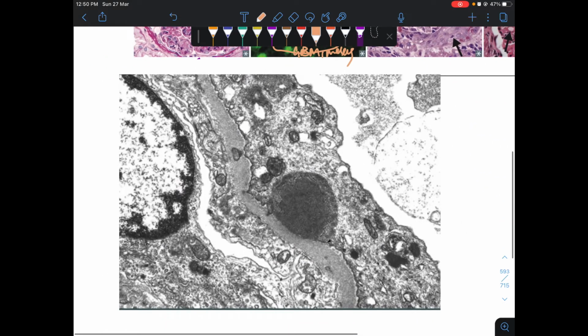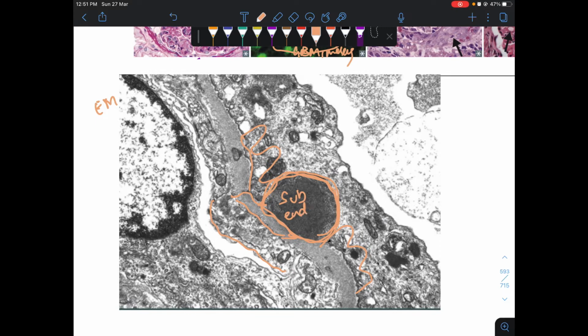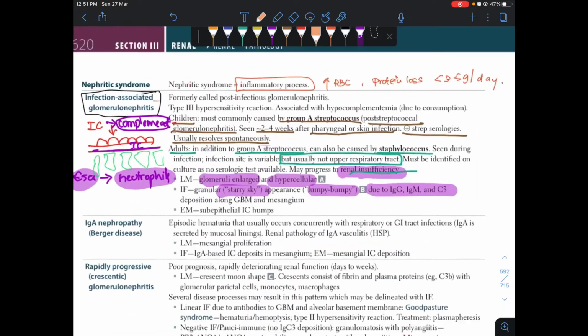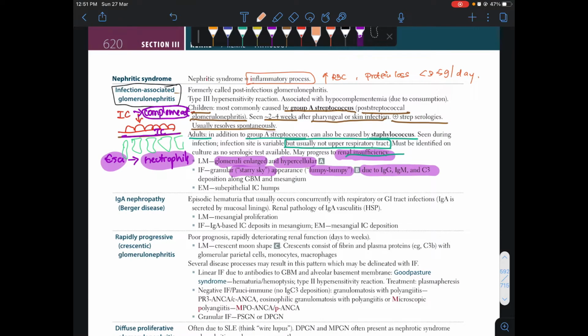And this is the electron microscopy figure. As we can see here, these are the endothelial cells. This is the basement membrane, and here we will have podocytes, but here we have immune complex deposition. This is subendothelial, this is subepithelial immune complex deposition. In electron microscopy, we find the subepithelial immune complex deposition. These are the findings in infection associated glomerulonephritis.